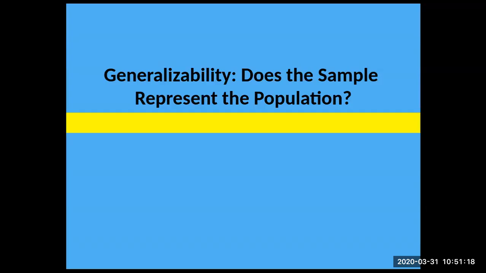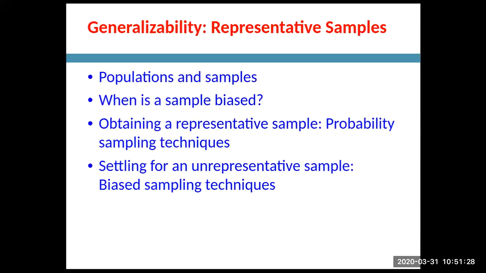So, generalizability. Does our sample represent the population? Before we get into this, we have to understand specifically what a sample is and a population. So we're going to talk about populations and samples. We're going to talk about when a sample is biased and how to best obtain a representative sample for these techniques, the probability sampling techniques, the 5 that I talked about in the overview.